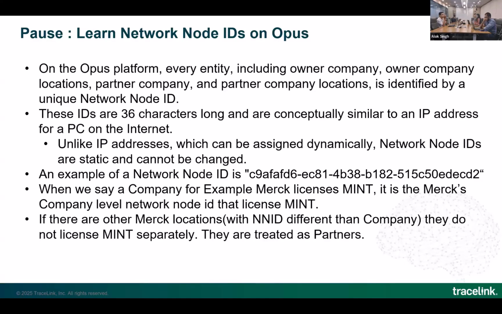So conceptually, you can think of the network node ID as an IP address. If there is this big Tracelink network and you are given a network node ID, you can actually go and find which company or company location, partner company or partner location we are talking about. One caveat is that IP addresses are sometimes assigned dynamically, but network node IDs, once they are assigned, cannot be changed. When you create a company and company locations, a network node ID is generated in the backend, and that network node ID cannot be changed.